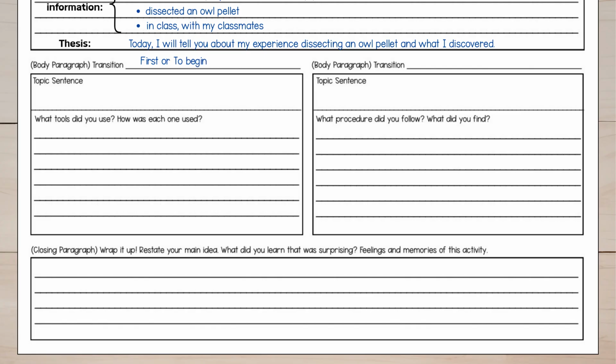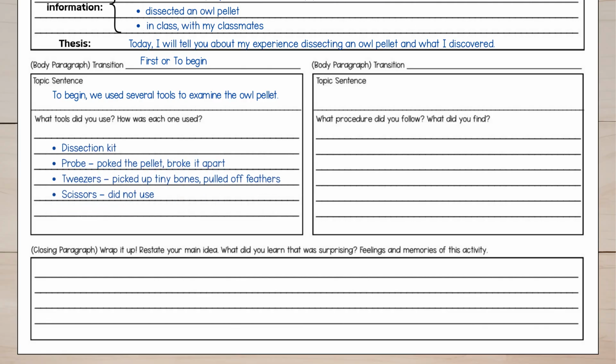Once you've picked your transition word, write your topic sentence in the box. You can write something like, first, we used tools to dissect the owl pellet. Or, to begin, we used several tools to examine the owl pellet. Then, on the lines below, list your tools and how you used them. Short notes only. You can bullet point them like this.